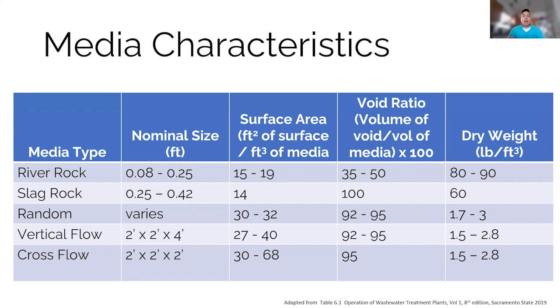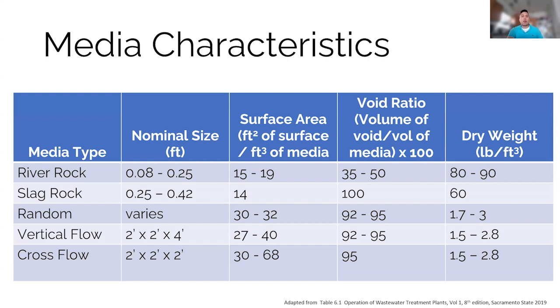There are three different types of plastic media that are typically used for our synthetic media, which are called the random, vertical flow, and cross flow oriented plastic material. As you can see, these have a much lighter weight, and they have much more surface area, therefore they're able to treat wastewater more effectively. Random media typically consists of single pieces of randomly shaped and sized plastic material. It's typically used to retrofit or directly replace rock media trickling filters.